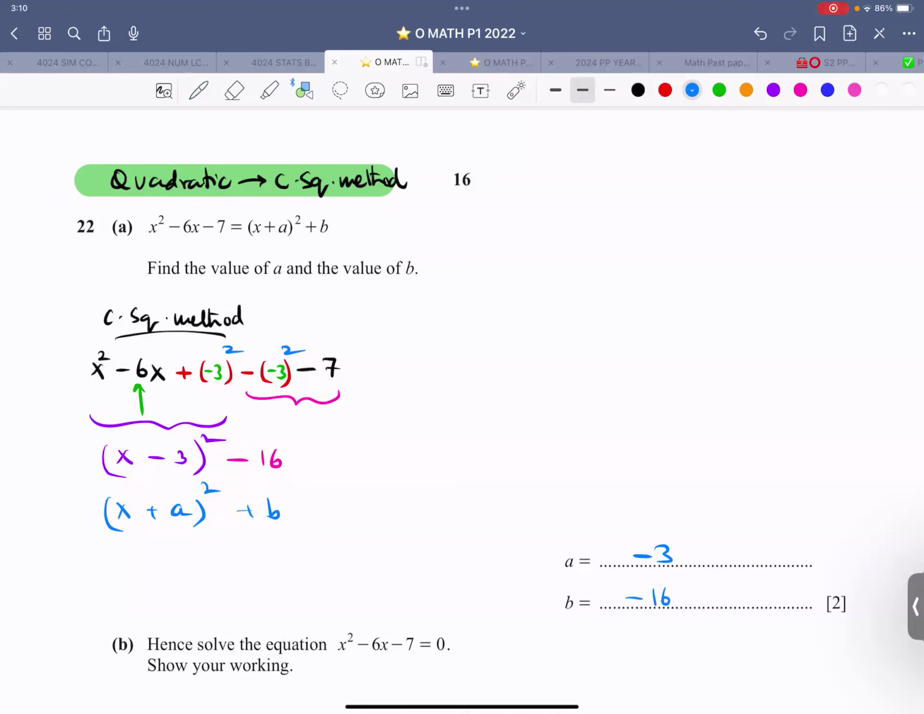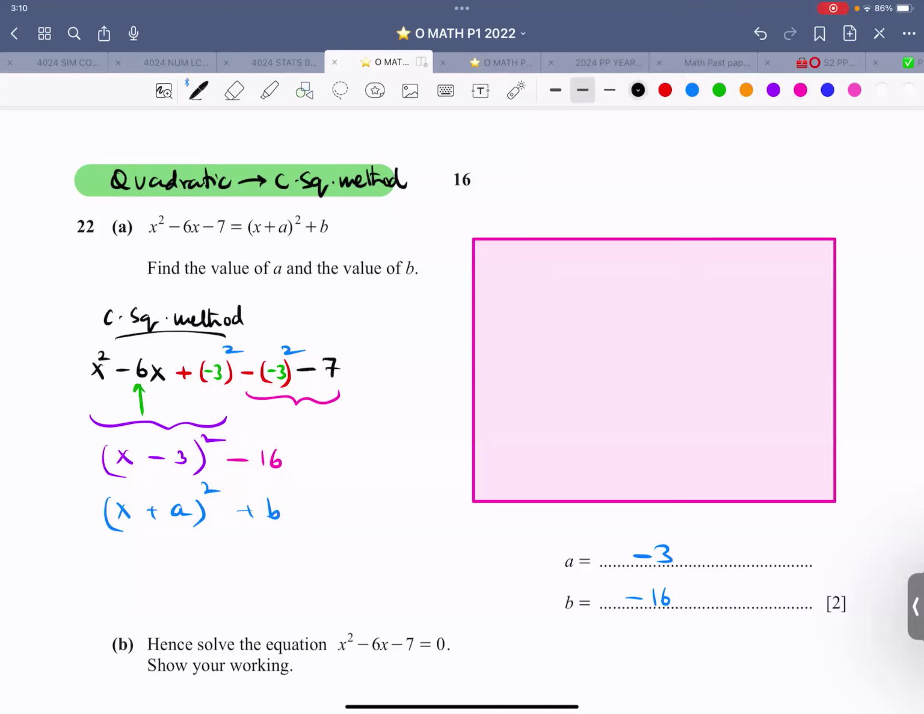Now, is there an alternative? The answer is yes. Now, if someone does not want to use this method, they should be aware of this. It's better because there are some questions in which you'll definitely be needing it. Otherwise, they can just expand. So x plus a whole square plus b, which is x square plus 2ax plus a square plus b. Compare it with x square minus 6x minus 7.